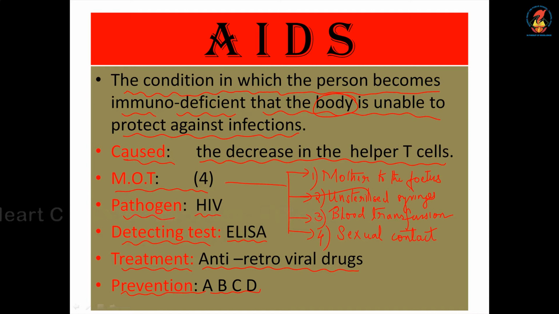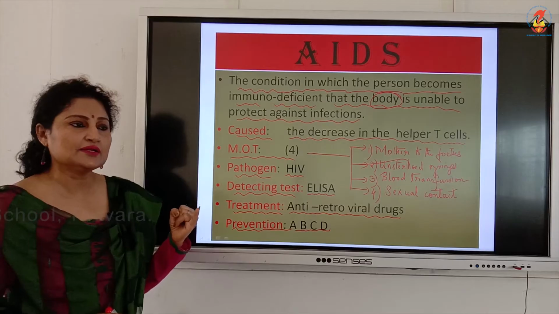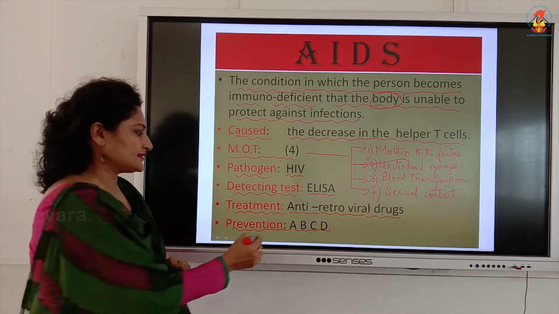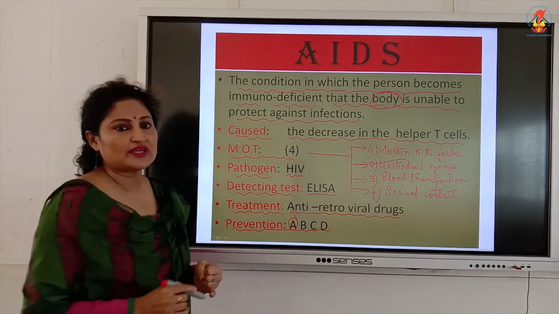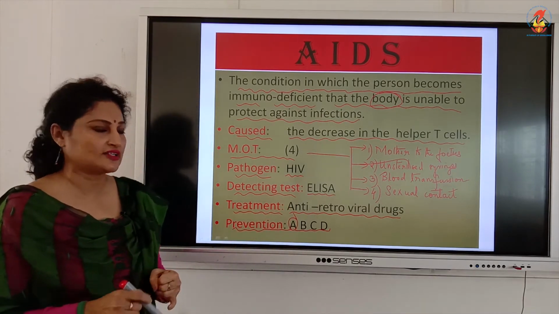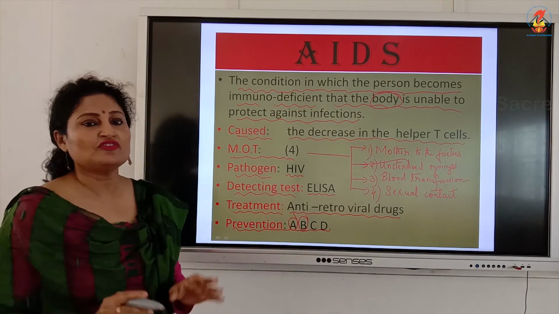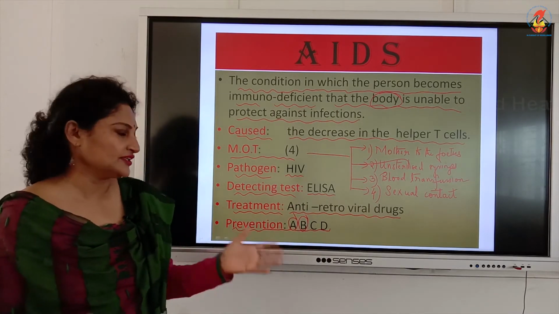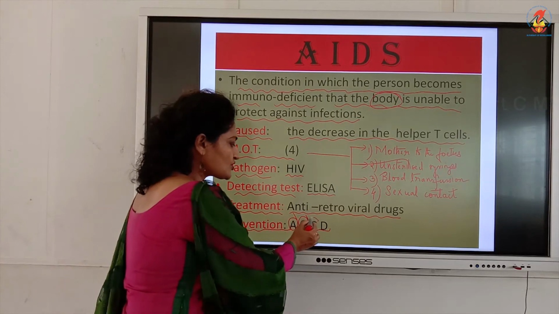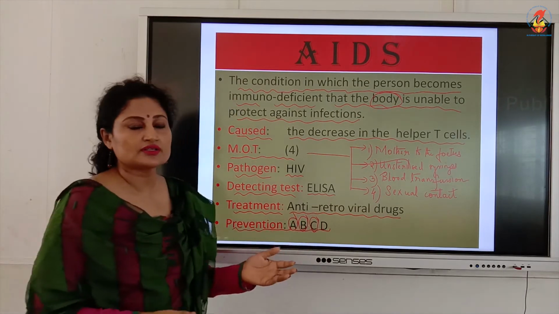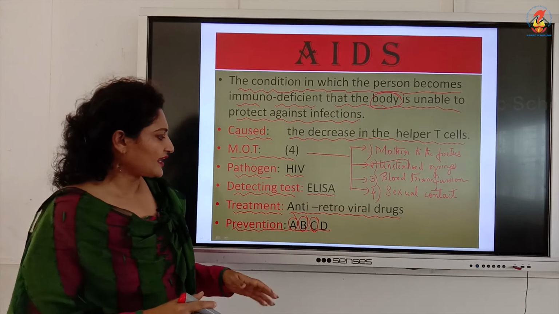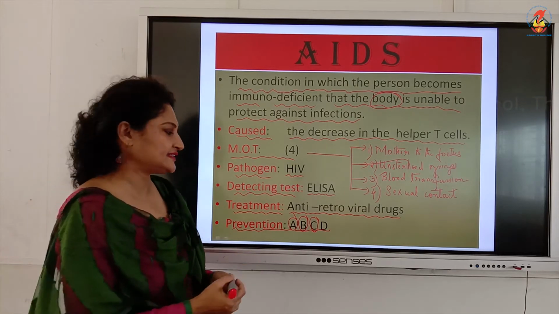And I told you the famous ABCD in chapter 4. A stands for avoid sex with multiple partners or unknown partners. B, the best measure. Be faithful, so you will not fall into this. C, use condoms so that you will not contract this disease or any other STDs.